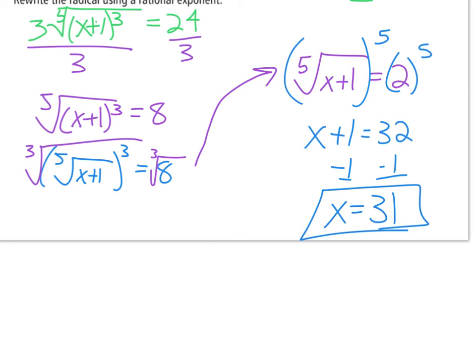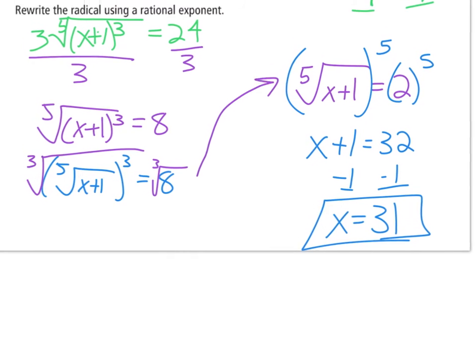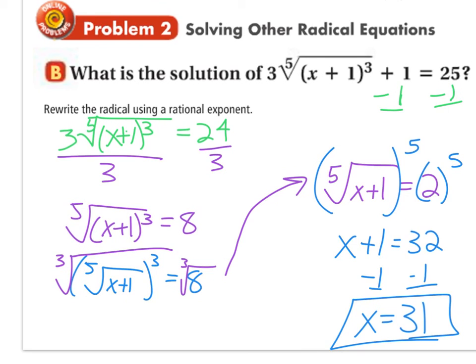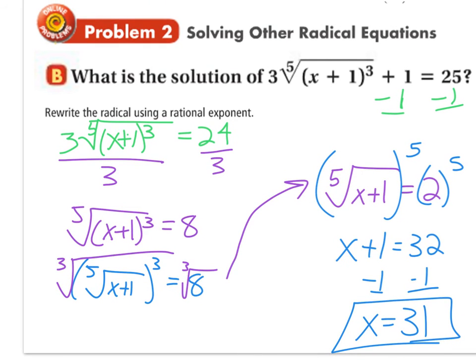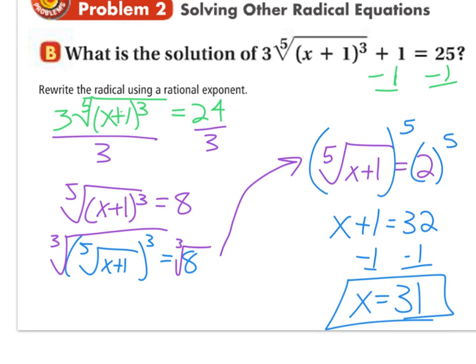And again, no chance of extraneous solutions on this one. Notice, again, we only ever dealt with odd powers and roots. And again, the key there really being it's an odd root, so no possible extraneous solutions.